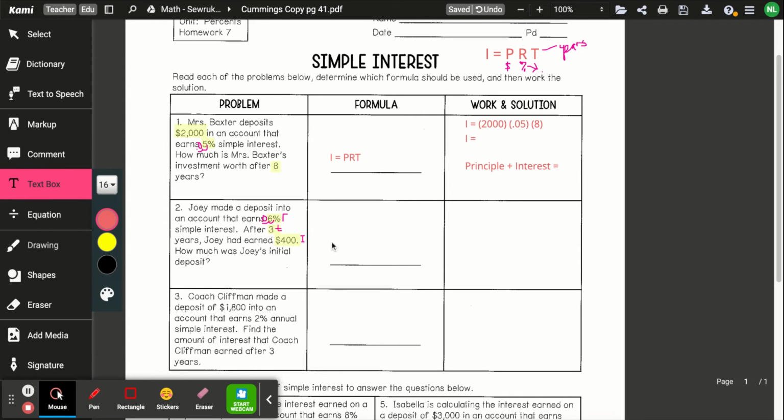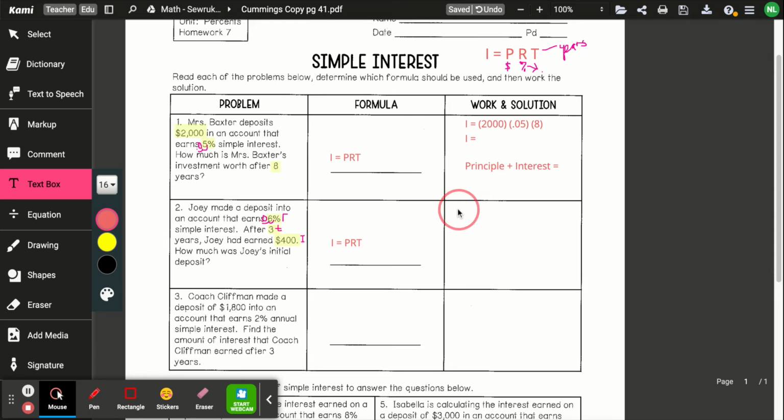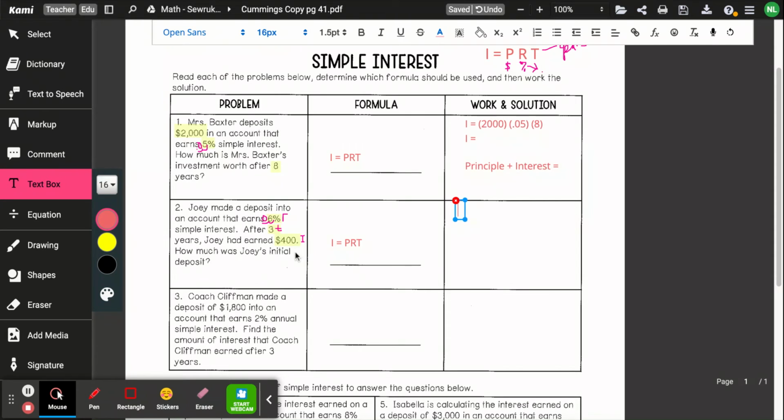So we are still using the formula I equals PRT. Now when we do this, we already know what the interest is. It's our I. So we're putting that in for 400. We also don't know our principal. So we want to know how much his initial deposit is. So we can leave it as P. We also know that the rate is 0.06. And we know that the time in years is 3.